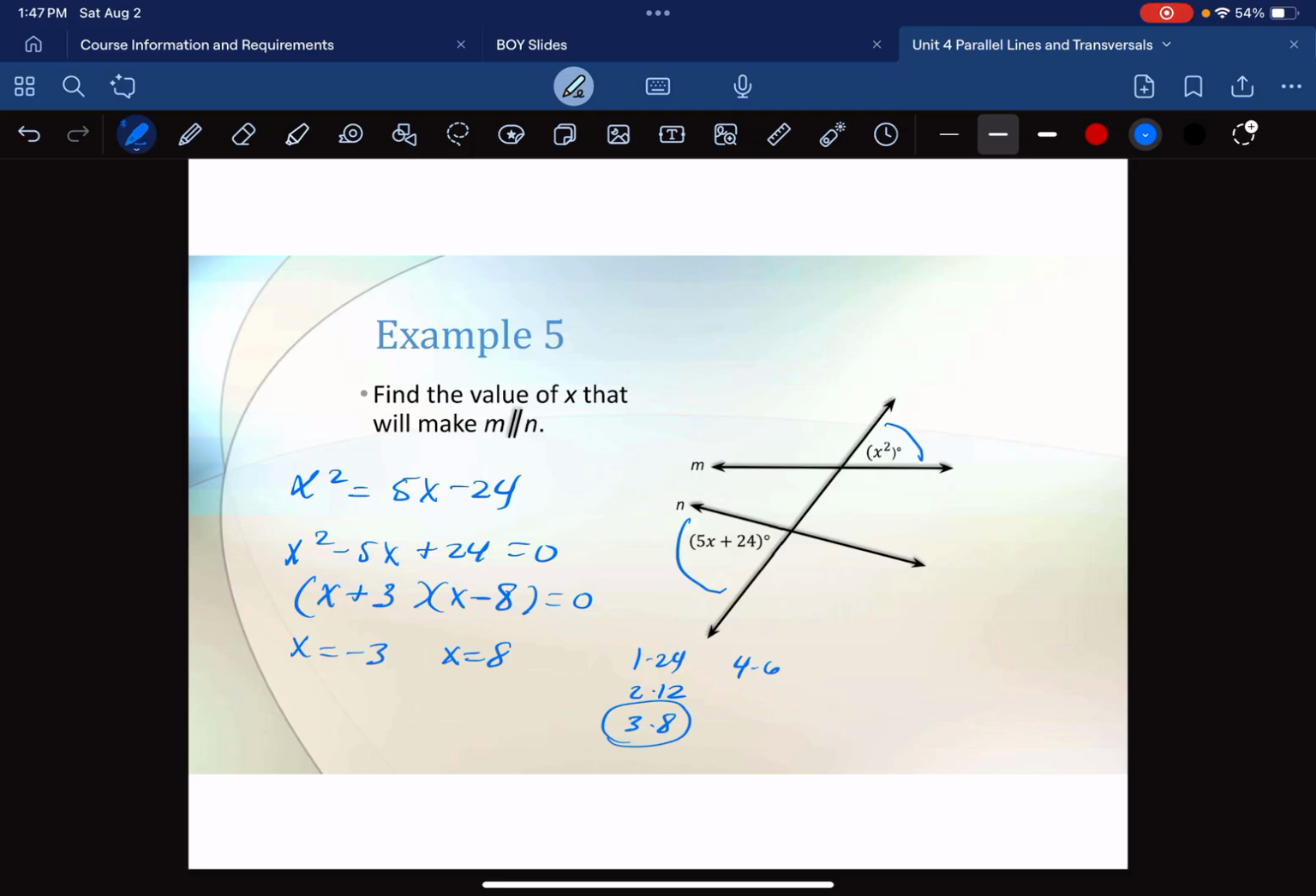Well, if I plug negative 3 in, I think that would work still. I think they're both good answers. So if you plug in negative 3, you're going to get negative 15 plus 24, which is 9. So 9 degrees, and then negative 3 squared would also be 9. If you plug in 8, you're going to get 40 plus 24, or 64. And then 8 squared, 64. So yeah, they both work. Both give me valid answers. 64 and 9 degrees. One of the two.